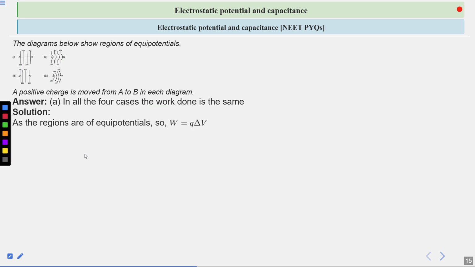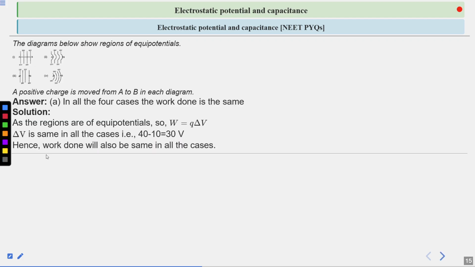Okay, so what is the solution? As the regions are of equipotentials, work is Q into delta V. So delta V is same for all the cases, which is 40 minus 10, 30 volt. Hence work done will also be same in all the cases. Got it? Simple.